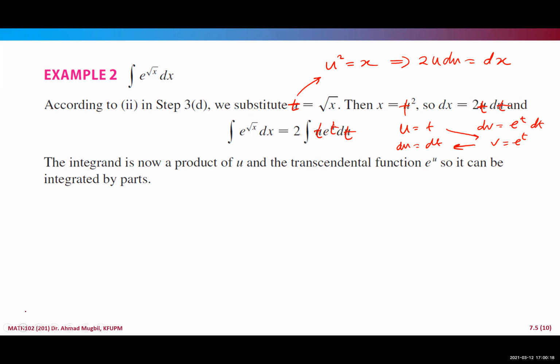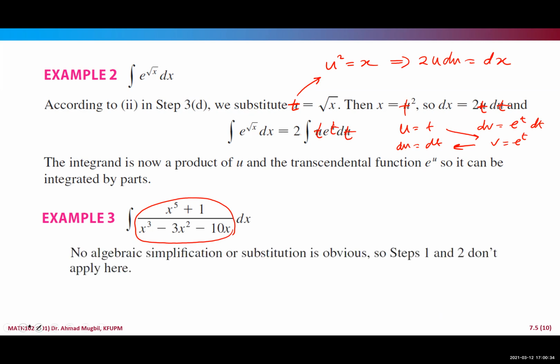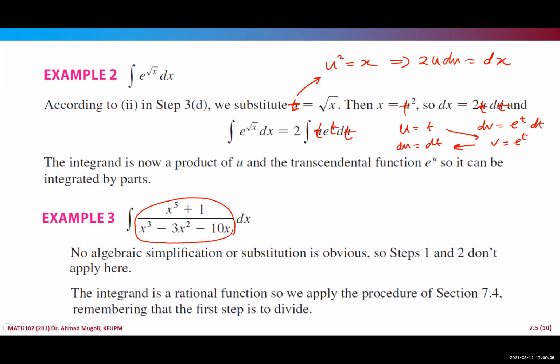So here we use two methods, substitution and then integration by parts. Here it is clear that this is a rational function, and the degree of the numerator is greater than the degree of the denominator. So we will start by long division, then integration by parts. This is 7.4.